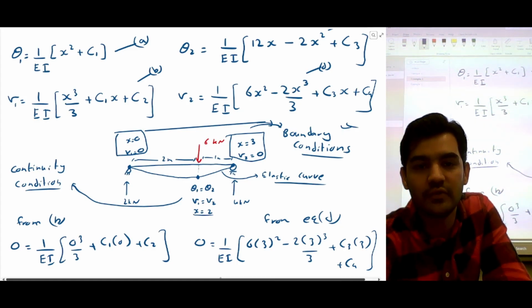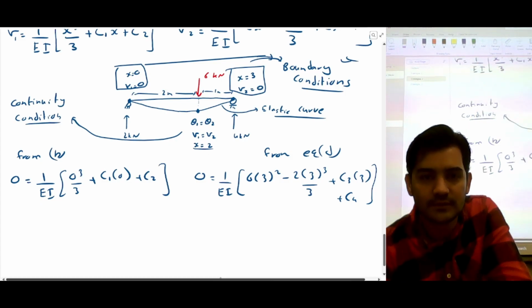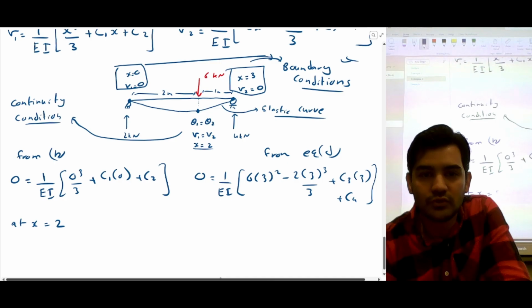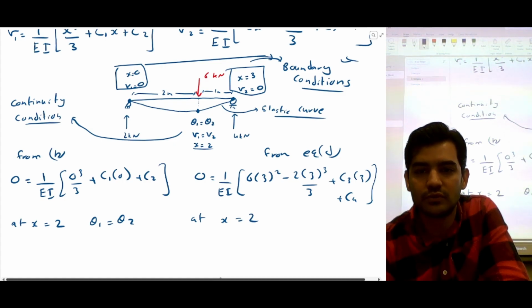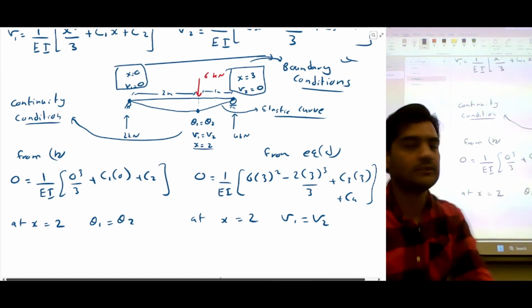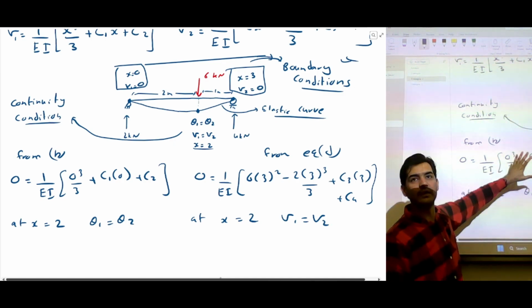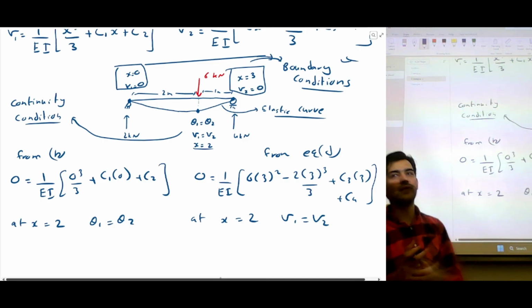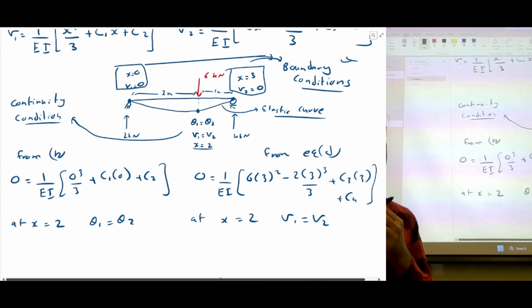And also we have continuity equations. So I'm going to write continuity equations also here, which is theta 1 is equal to theta 2. So at x is equal to 2, theta 1 is equal to theta 2. And at x is equal to 2, displacement 1 is equal to displacement 2. So you guys think you can calculate C1, C2, C3, C4 from these conditions. So you guys can try to calculate and let me know what are the answers for C1, C2, C3, C4.